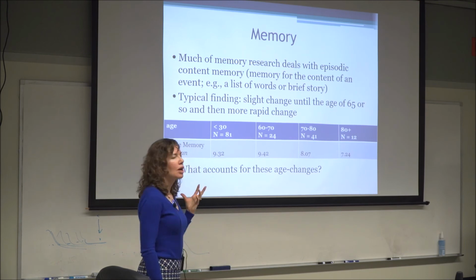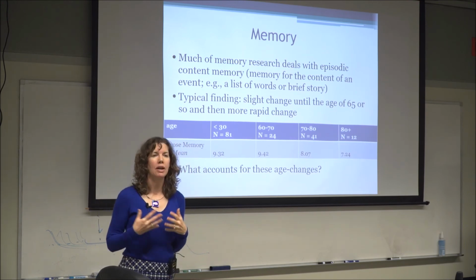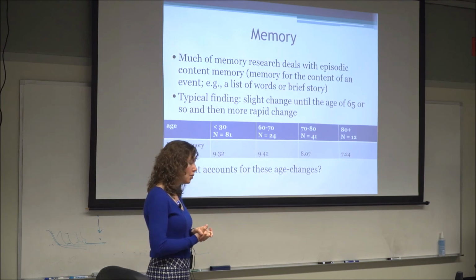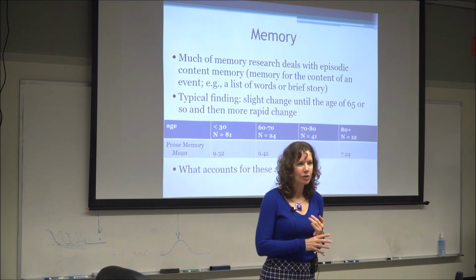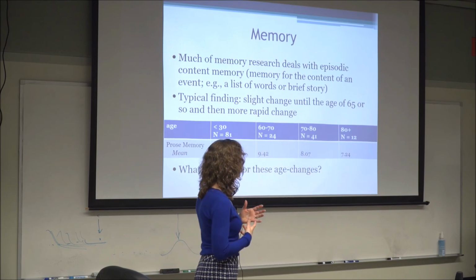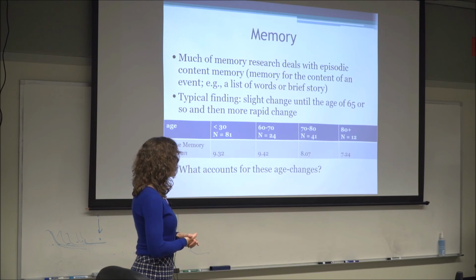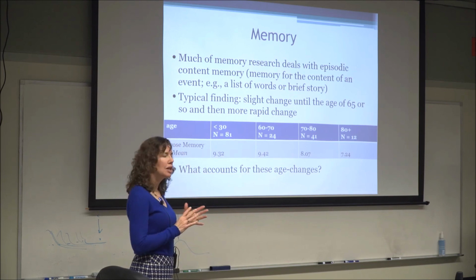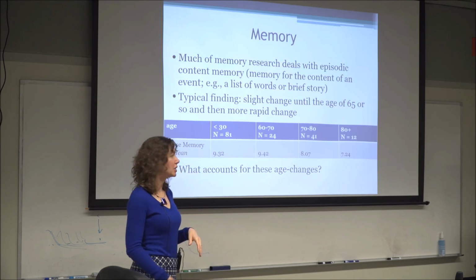Okay, so much of the research on memory has really dealt with what we call episodic content memory. So when we do a lot of our testing with older adults, we're testing their ability to remember a list of words or a story that we've just read them. These are popular ways that we assess the intactness of a person's memory. And typically, we're going to see just slight changes until around the age of 65 or so, and then we're going to see more rapid changes.